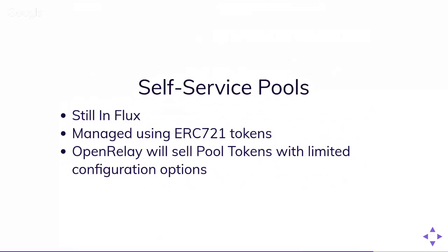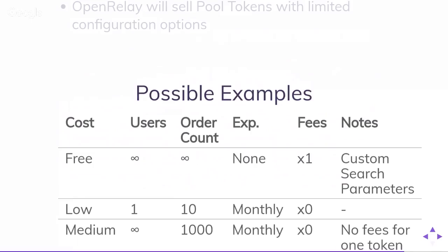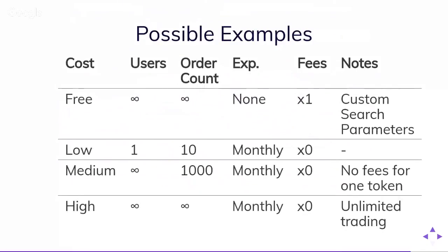So we may sell a pool token that says the owner of this token can submit orders to this specific pool without having to pay a fee. And some possible examples of things that we may do with these pool tokens: we may have a free pool token that will allow for unlimited users, unlimited order count, no expiration, regular OpenRelay fees, but you get to specify custom search parameters, so you can constrain what orders will show up within this pool.